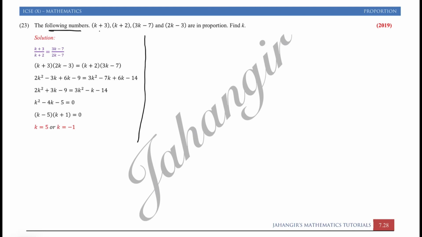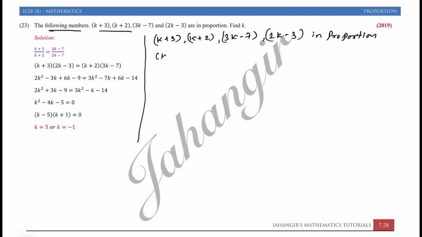The following numbers, k plus 3, k plus 2, 3k minus 7 and 2k minus 3 are in proportion. When numbers are in proportion, what do we do? We write a upon b is equal to c upon d. So here I will write k plus 3 upon k plus 2 is equal to 3k minus 7 upon 2k minus 3.